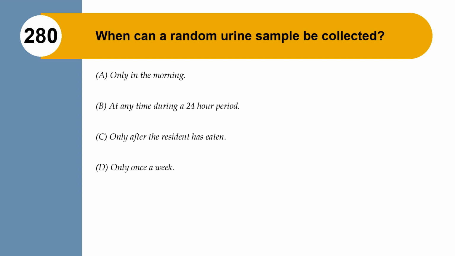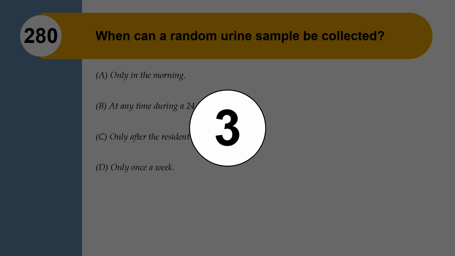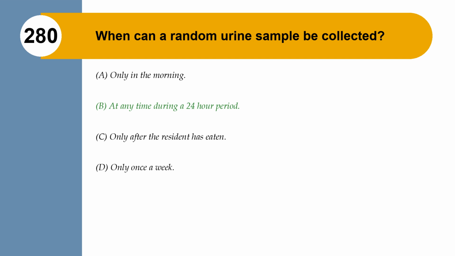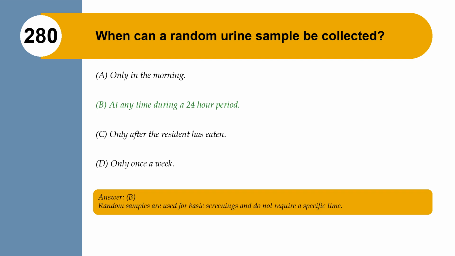Question 280. When can a random urine sample be collected? Option A, only in the morning. Option B, at any time during a 24-hour period. Option C, only after the resident has eaten. Option D, only once a week. The correct answer is option B, at any time during a 24-hour period. Explanation: random samples are used for basic screenings and do not require a specific time.